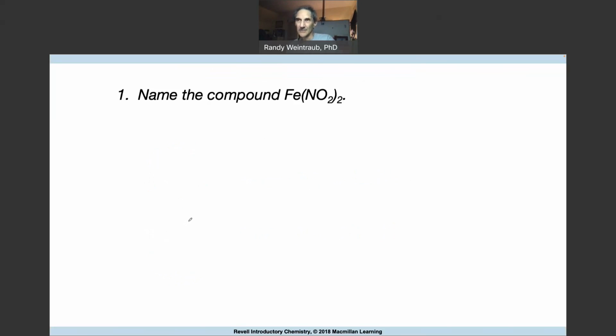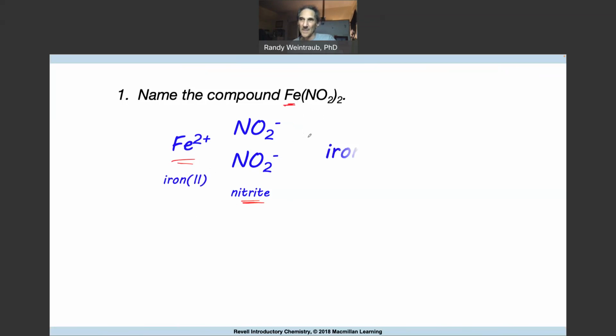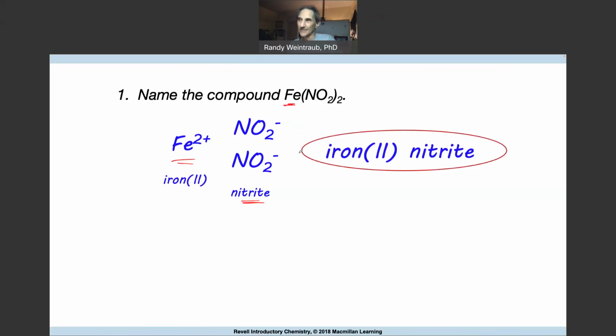And we should be able to write out with some information, recognizing that's nitrate, not nitrite. And we could figure out that that means this has to be ferrous or iron 2+. And we could figure out the name.